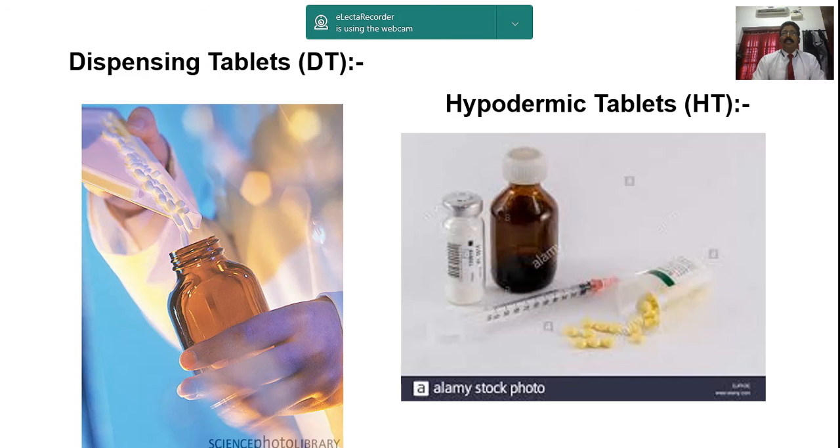And you see here, the next one is an example. I am just showing you dispensing tablets. As I told, it can be made into a solution and used as a dosage form. And the hypodermic tablet I have shown can be made into a solution and injected by means of a syringe. But the only problem is that a sterilization problem will arise for any type of hypodermic tablet preparation.